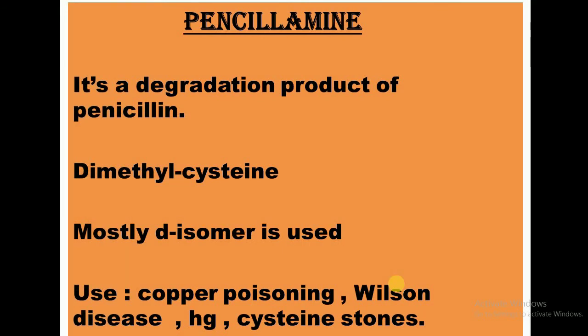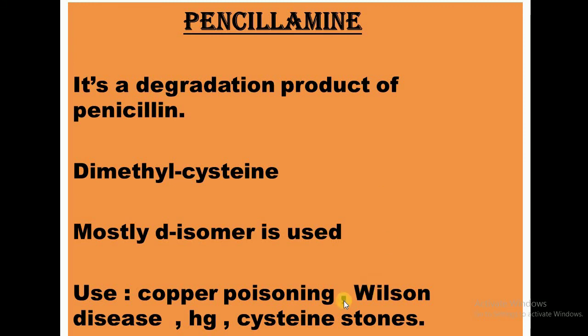Next comes penicillamine. Even this is very important. It is a degradation product of penicillin. We know penicillin is an antimicrobial agent used mostly, and from that penicillin the degraded product is called penicillamine. The structure is dimethylcysteine; it includes a dimethylcysteine group. Among D and L isomers, we mostly use the D isomer because of its ease of use. Its use is mainly in copper poisoning, Wilson's disease, mercury, and cystine stone. So it is used in all these cases.